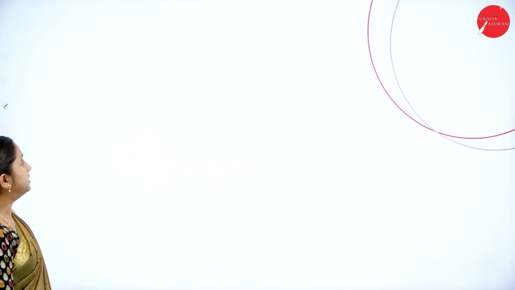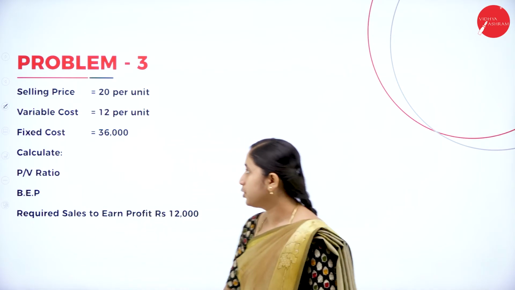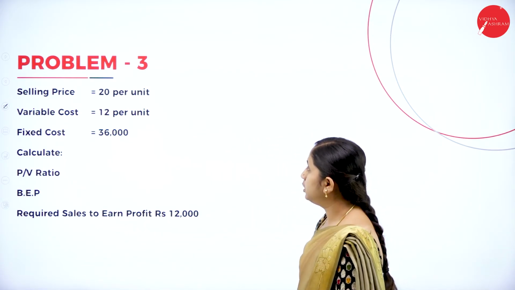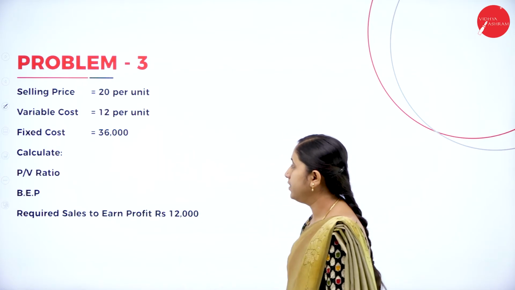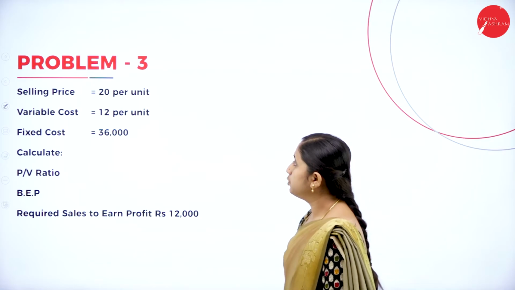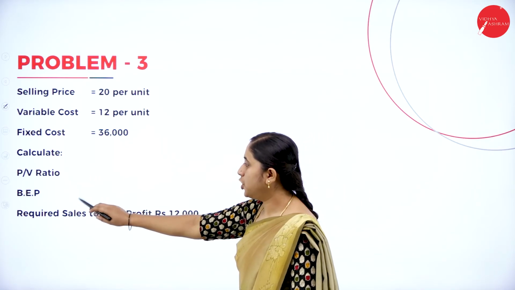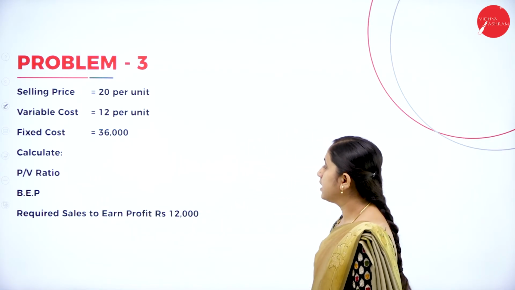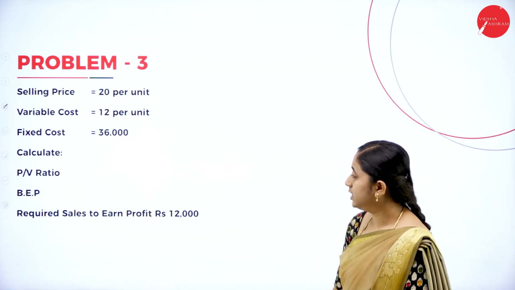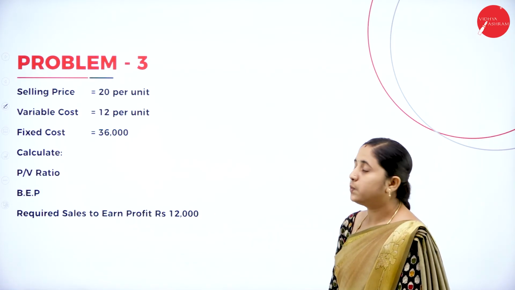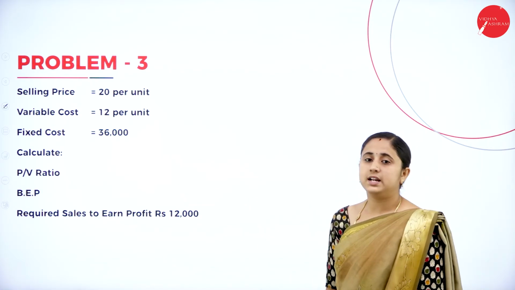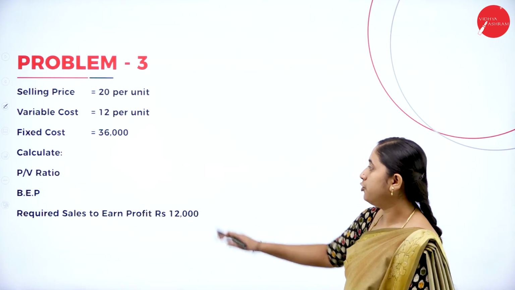The next problem, look at the third problem. Selling price 20 per unit, variable cost 12 per unit, fixed cost 36,000. From this information, you need to calculate PV ratio, BEP, then required sales to earn a profit of rupees 12,000. That is, desired profit is 12,000. You know the formula of PV ratio.